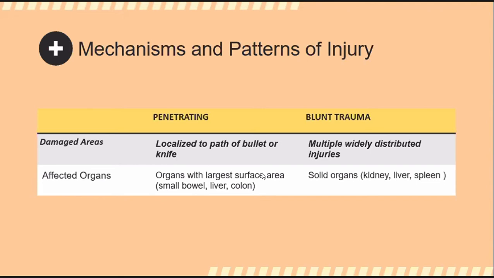So these are the differences in mechanisms and patterns of injury for penetrating and blunt. For penetrating, the injury is usually localized to the path of the bullet or knife. For blunt, the injury is widely distributed. For penetrating, the organs with the largest surface area are most often hit. So what has the largest surface area in the abdomen? The small bowel. Okay? For blunt, the most commonly injured organs are the solid organs, most commonly the liver.